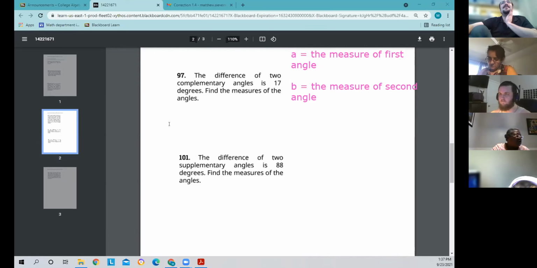And if I set it up that way, the difference between two complementary angles, they give you so much in one sentence. Look at this. The difference of two complementary angles is 17 degrees. I want to focus just on this word first. If I know they are complementary angles, what can you tell me about them?